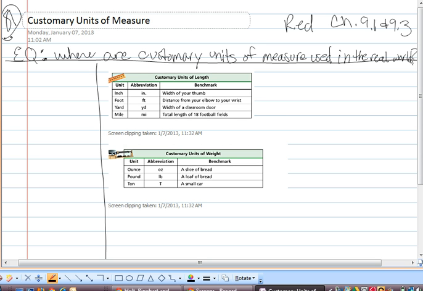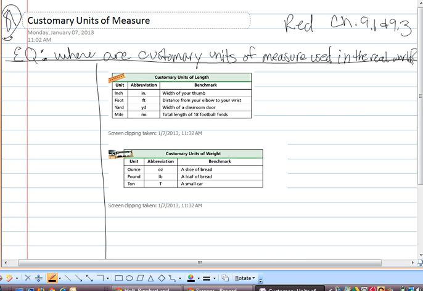So an inch is going to be about the width of your thumb. A foot is going to be the distance from your elbow to your wrist. And what's really kind of funny, if you take your foot and put your heel in your elbow, it'll be the exact same length up to your wrist. So that's about a foot. When y'all are growing as sixth graders, it might not quite be a foot. It might only be about 8 to 10 inches right now.